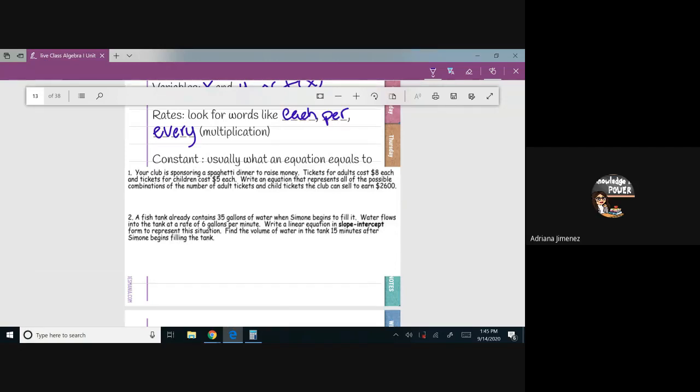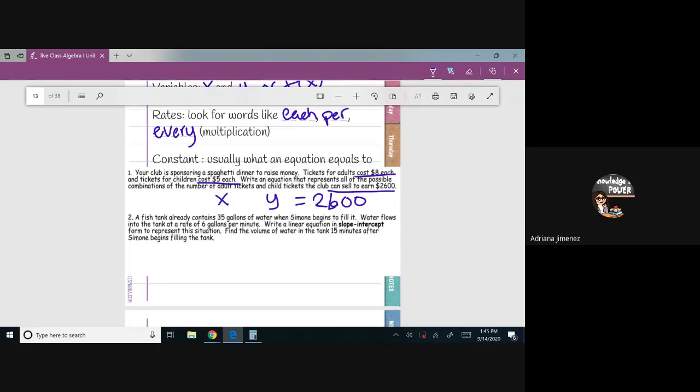So we skim it, and I see the word each. So I circle and underline that. I see the word each over here. So because I have 2 rates, that means that I'm going to have x and y on the same side anytime I have 2 rates. And then it said you want to sell 2,600. So we know that that's what's going to be equal.